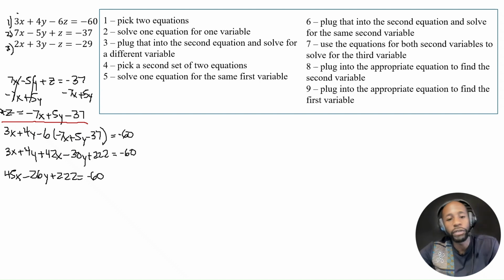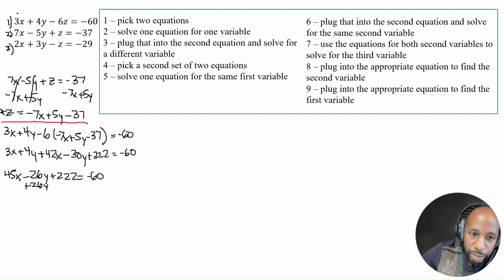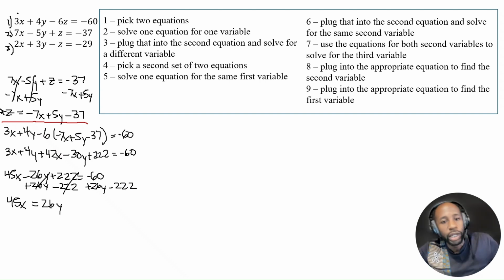Now I said I wanted to solve for x, so we're going to move stuff to the other side. So add 26y to both sides. Subtract 222 from both sides. Okay. So you have 45x equals 26y, and then you have negative 60 minus 222. So that's going to be minus 282.